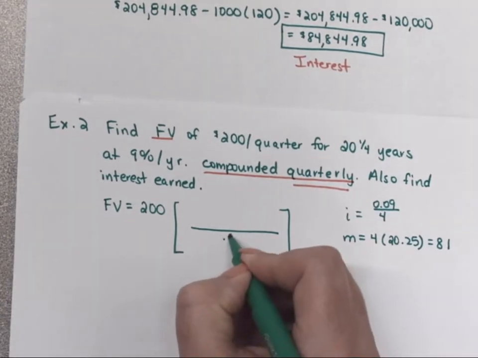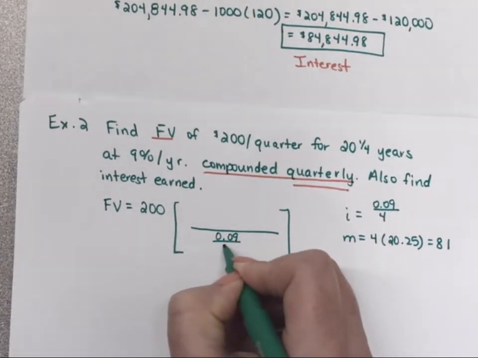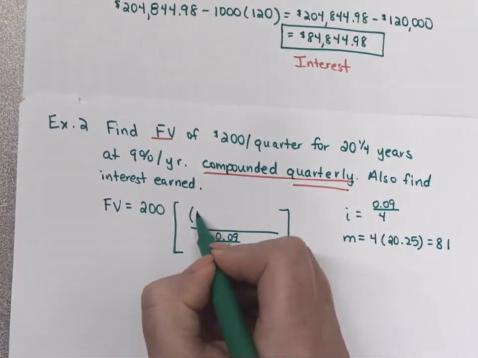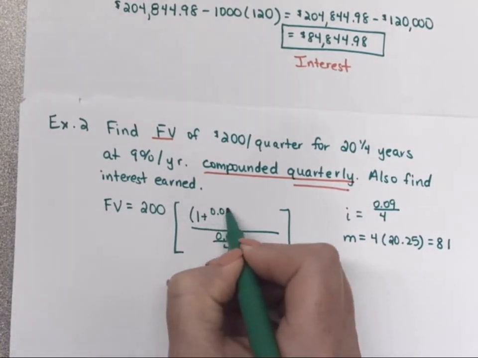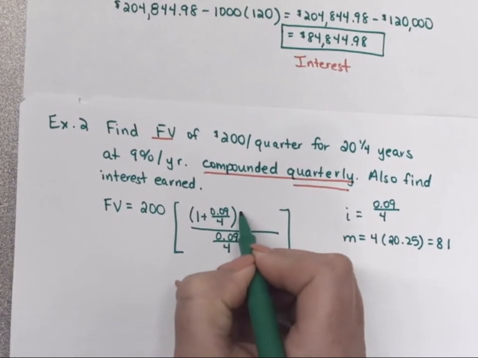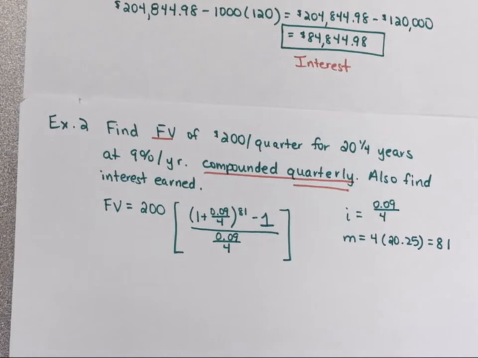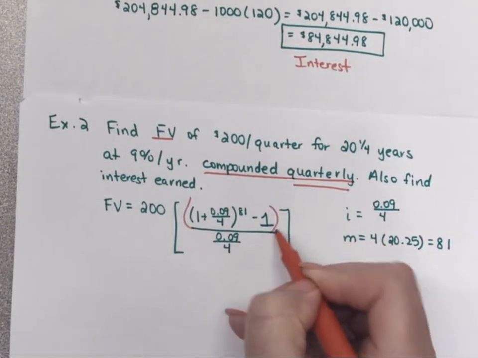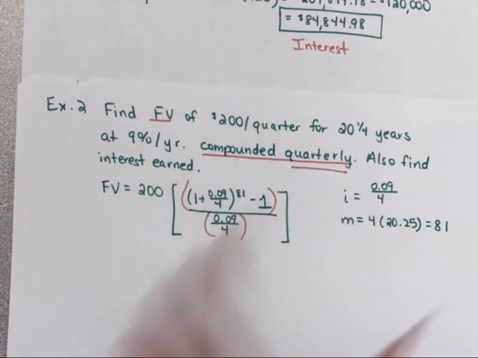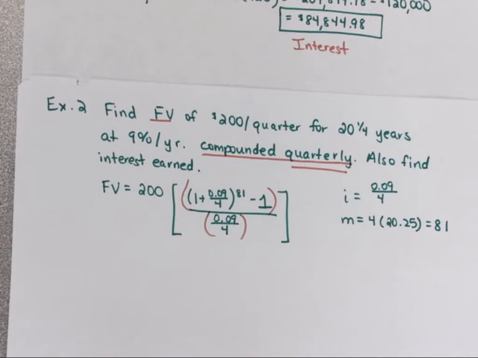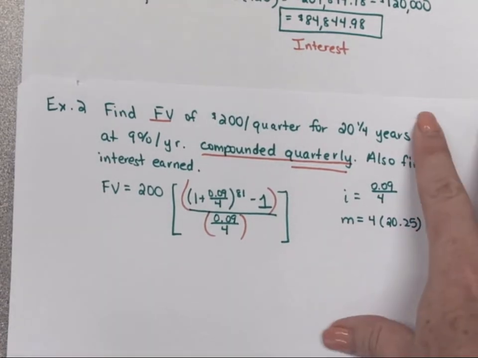So this is going to be 0.09 over 4 here. On the top, we're going to get 1 plus 0.09 over 4 raised to the 81st power minus 1. And then don't forget to insert parentheses around the top, but also the bottom. Okay. So the reason I'm doing those in red and a different color is because those aren't going to show up in your formula. Those are just the ones that we're inserting to make sure we get the right answer.